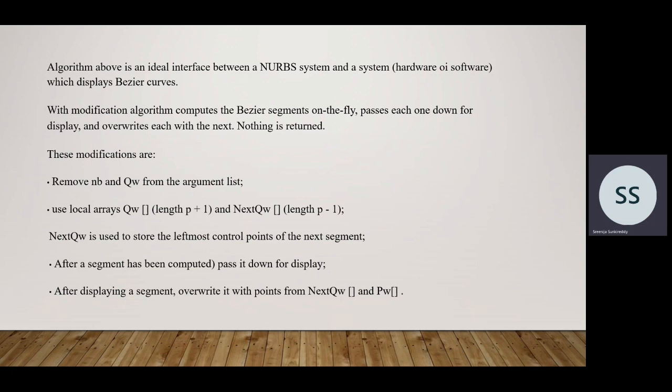Here, the algorithm above is an ideal interface between a NURBS system and a system which displays Bezier curves. With a modification, the algorithm computes the Bezier segments on the fly, passes each one down for display, and overrides each with the next. Nothing is returned here. These modifications are removing nb and Qw from the argument list and using local arrays Qw with the length p plus 1 and NextQw with the length p minus 1. The NextQw is used to store the leftmost control points of the next segment. After the segment has been computed, we pass it down for display. And after displaying a segment, we override it with points from NextQw and Pw, which are the 2D arrays.